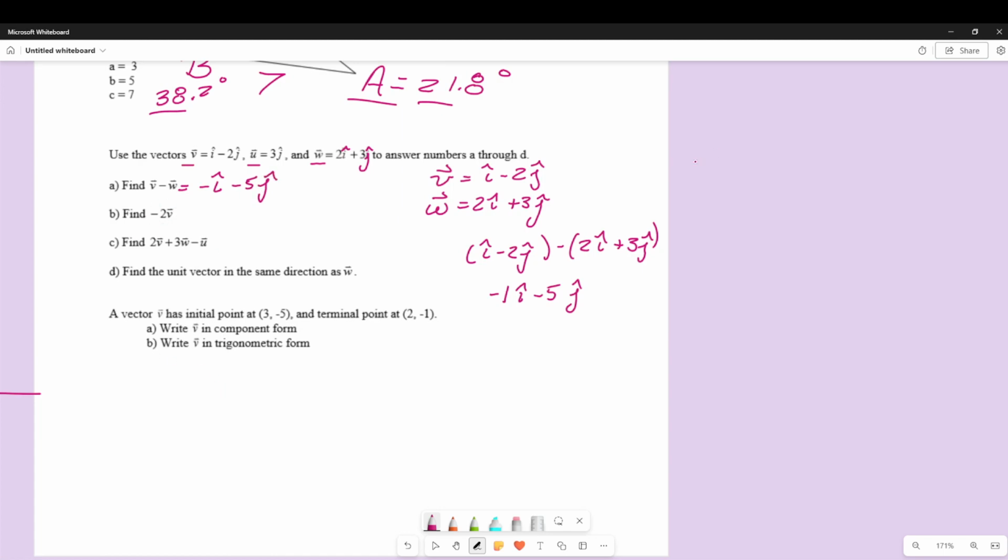Okay, negative 2V is going to be negative 2 times our vector V, so negative 2 times our i hat minus 2 j hat. We're just distributing that negative 2 very naturally. Ooh, there was a negative in front of that. So that's going to be negative 2 i hat plus 4 j hat. So, careful about that negative. Negative 2 i hat plus 4 j hat.